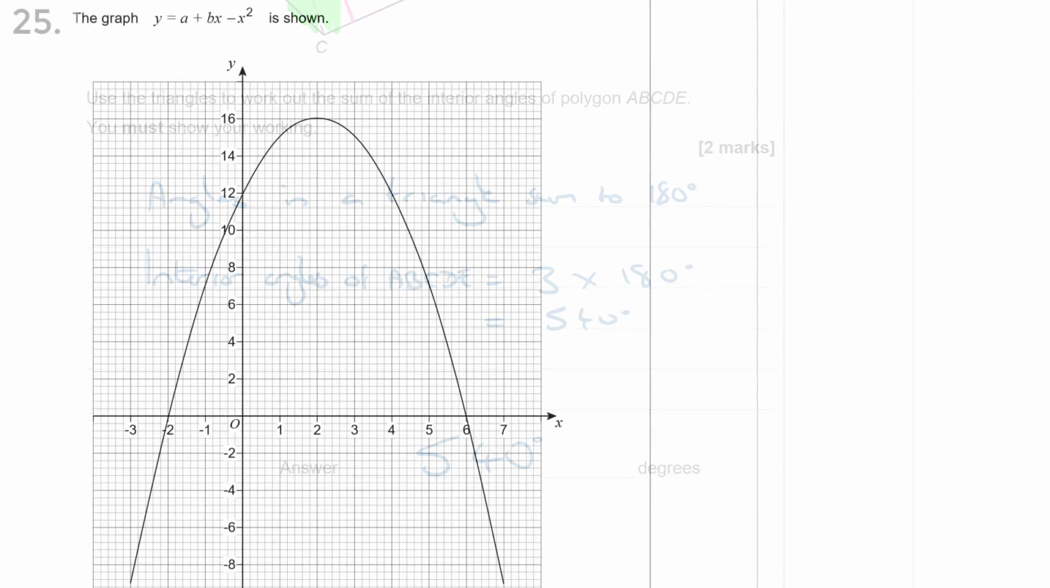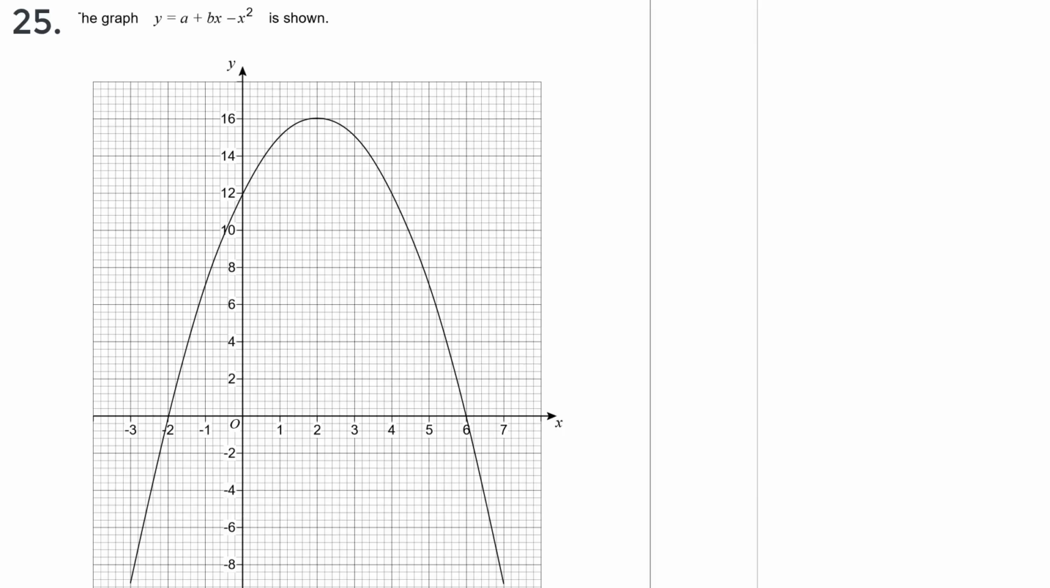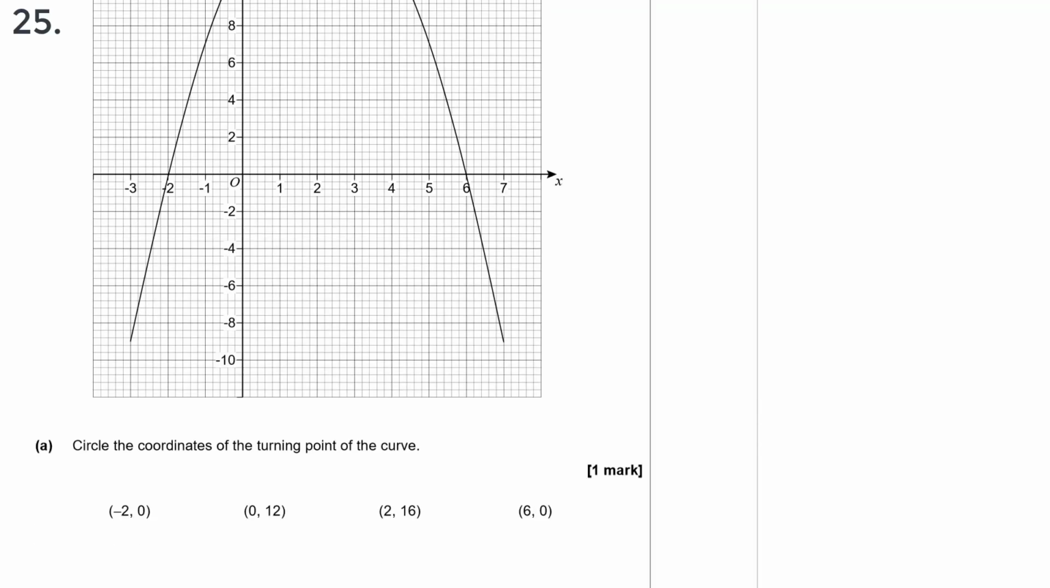Okay, we're given the graph of a quadratic curve, and we're also given a partial formula. This one up here, y equals a plus bx minus x squared. So it's a partial formula because we haven't yet been given the values of a and b, these coefficients here. And I imagine during the course of the question we're going to have to work out what those are. Okay, so let's have a quick look at what the questions are asking us to do.